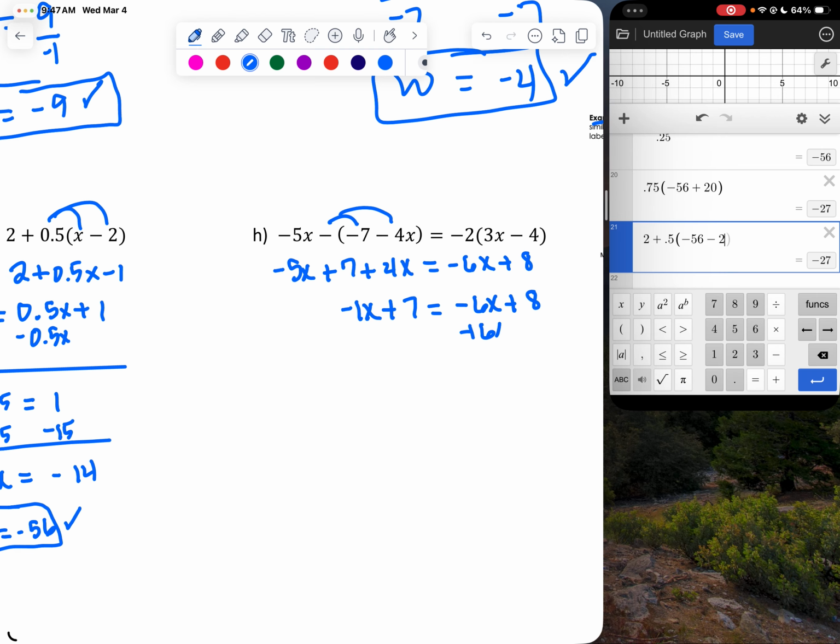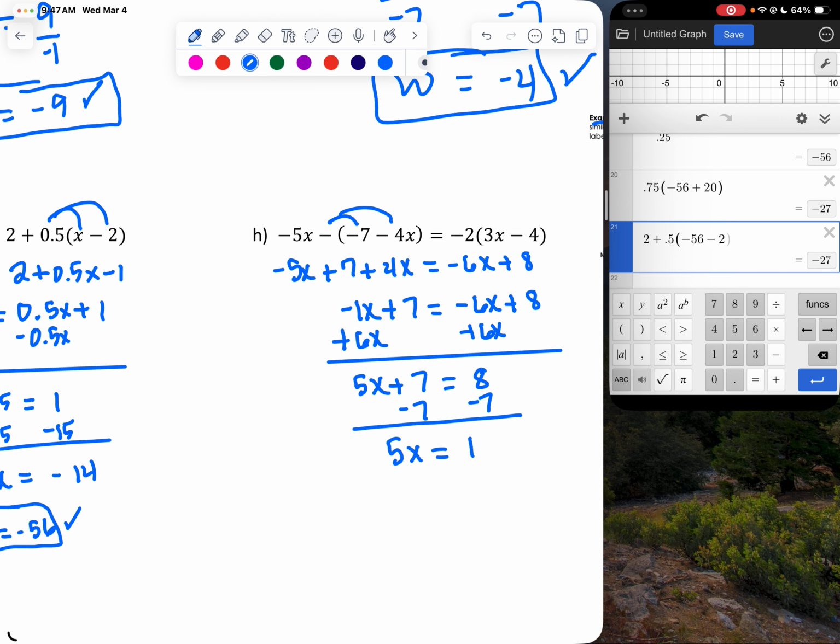I added 6x to get 5x plus 7 equals 8. I subtracted 7 to get 5x equals 8 minus 7, which is 1. And then I divided by 5, which gave me 1/5.